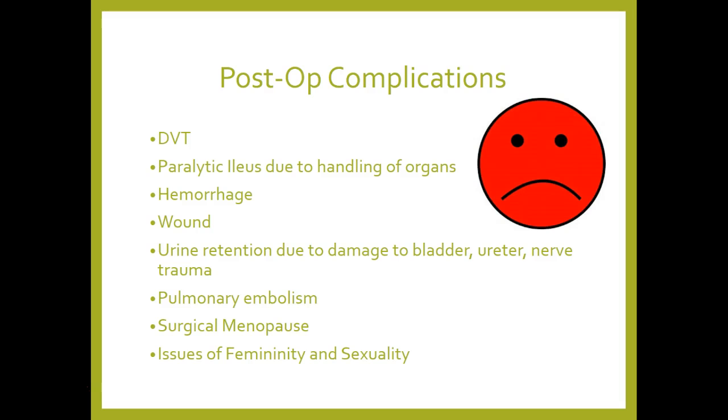So what are some types of complications we might see? Well, we might see DVTs. We might see a paralytic ileus, and that just means that the bowel is paralyzed, right? We have a bowel that just stops working because we've handled those organs. You might see hemorrhage, wound infections, urinary retention due to damage to the bladder during the surgery. Pulmonary embolism is a possibility.